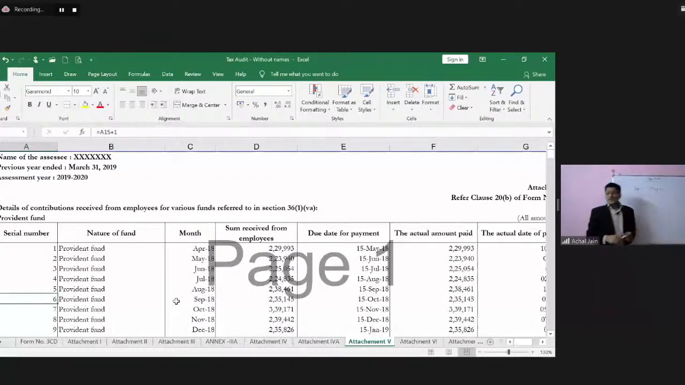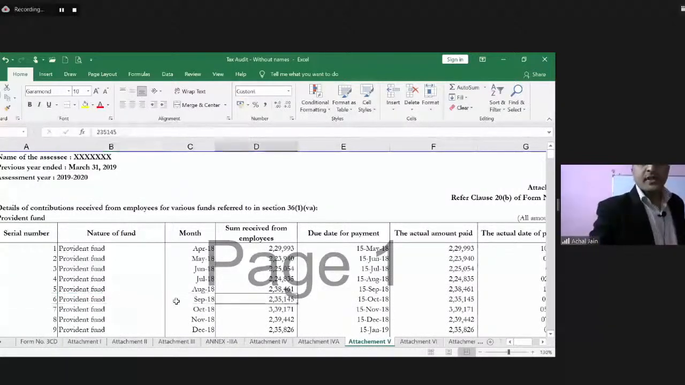Most of the time you will see that these are called statutory dues. Why? Because these are collected from the employees or contributed by the employer but paid to the relevant authority, and this relevant authority is as per the requirements of the statute. So that's why it is considered to be a statutory due, for which the due date is May 15th. Now this amount is generally paid by the companies on time, but at times there could be delays.